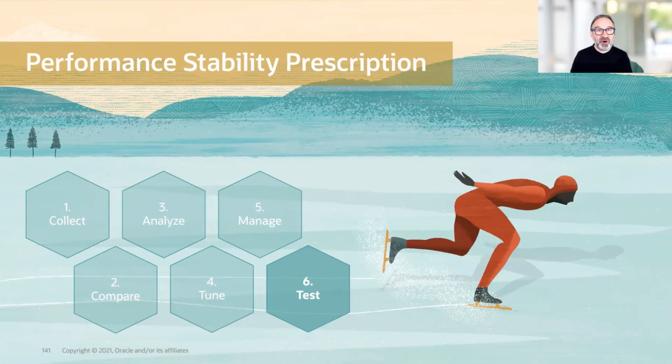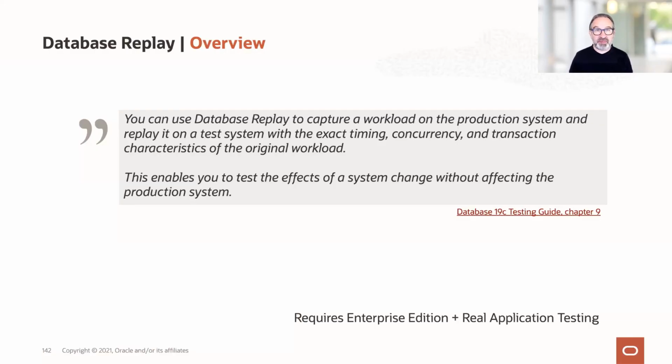So as the last part of our performance prescription, we will now test and verify our changes. And here we will utilize Database Replay. The idea of Database Replay is we capture a workload on production and we replay it with the right timings, concurrency, and transaction characteristics on a test system. That's important because a replay is destructive. And this also requires Real Application Testing.